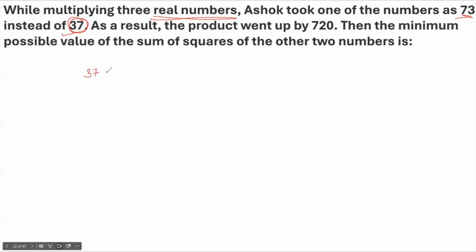Let the other two numbers be x and y, right? So 37, x and y, these were the three numbers he was supposed to multiply, and the product would have been 37xy. But the mistake he's making is he's taking 37 as 73. So the other two numbers are x and y, and the product he's calculating is 73xy.